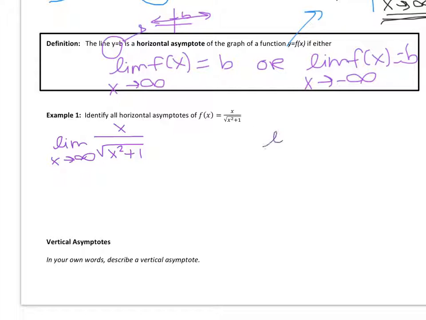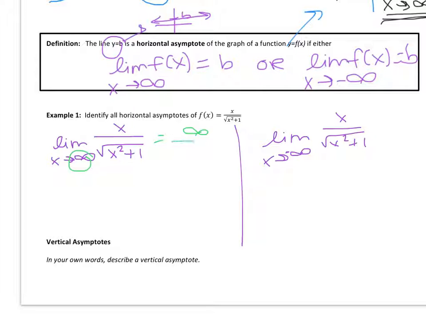And we also need to look at the limit as x approaches negative infinity of x over the square root of x squared plus 1. Okay, now here's what we're going to do, and we're going to look at these two problems separately. So just like before, we're going to substitute in the value of whatever x is approaching into our function. So this is going to get me to infinity over the square root of infinity squared plus 1.